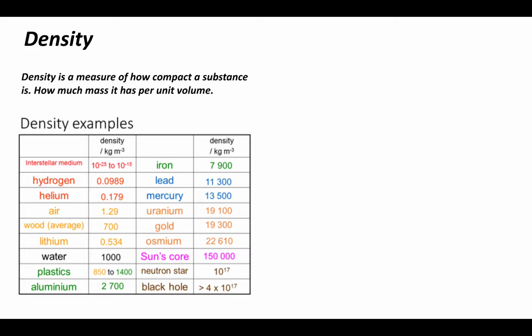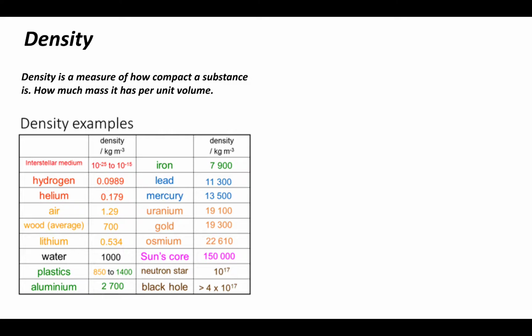Interstellar medium, that's space. So you're looking at 10 to the minus 25. So that's 0.000, loads of zeros, 1. So nothing at all. Then you've got hydrogen, helium, air, just over a kilogram per cubic meter. Wood on average might be 700. Lots of different values. Gold, 19,300 kilograms per cubic meter.